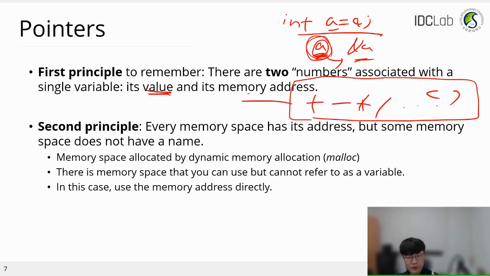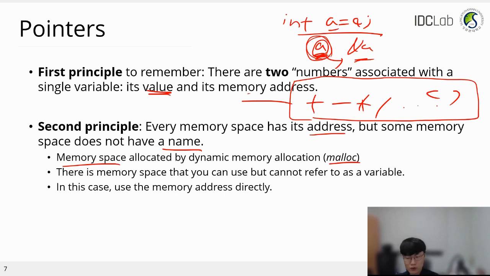And the second principle is that every memory space has its address, but some memory space does not have a name. So address is universal because every cell in the memory has an address. Every byte in memory has its address. But name is not universal. Only some bytes in memory have a name. For example, memory space allocated by dynamic memory allocation, malloc, does not have a name.